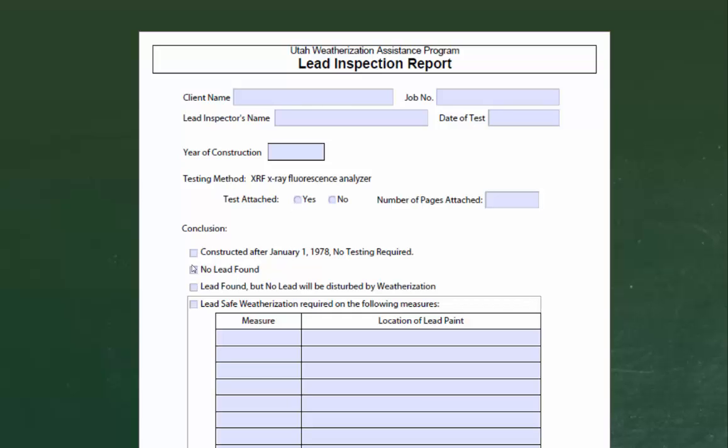And then if you've selected any of the last 3 conclusions, you should have some sort of an attachment, and you need to indicate how many pages that attachment is so that we know whether or not we have a complete document. The first conclusion is that the home was constructed after January 1st of 1978 and no testing is required.